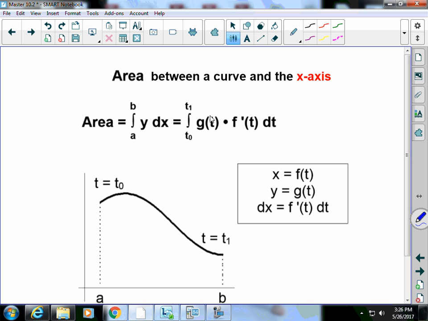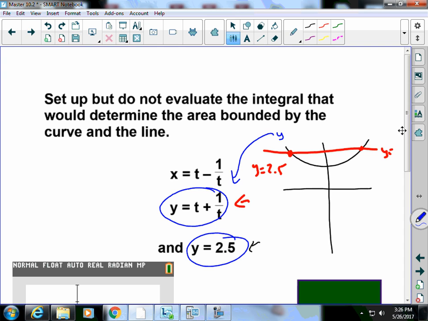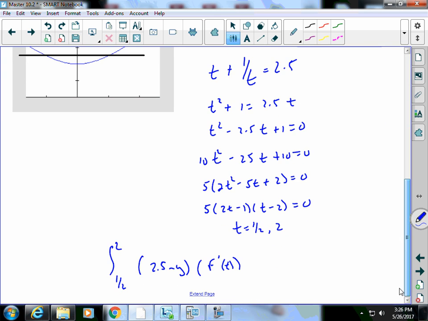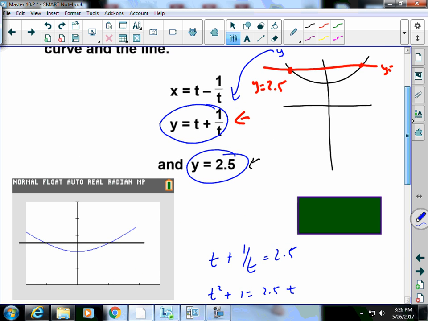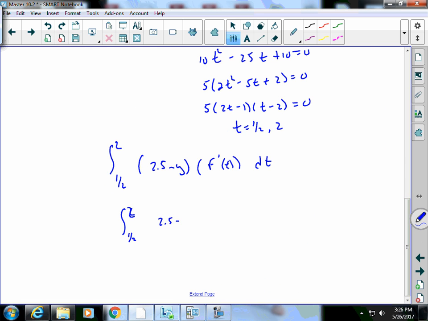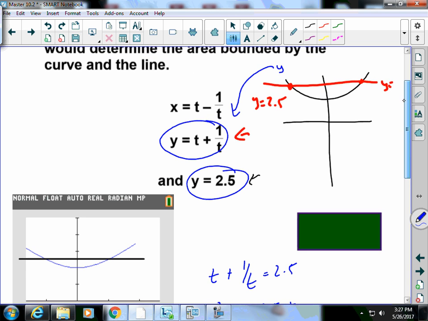So I need to have that, right? So I have to separate them by subtracting them one from the other. And now let's put it in dt. So I have 1/2 to 2.5. So it's 2.5 subtract. Well, what was y? y was t plus 1 over t times the derivative of f of t.